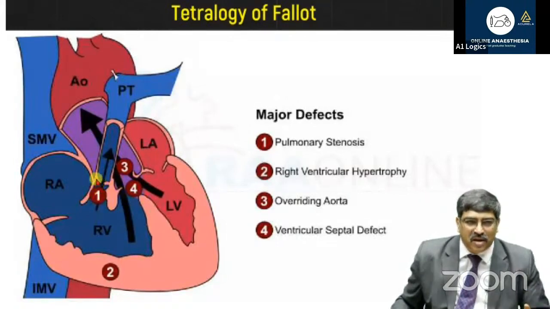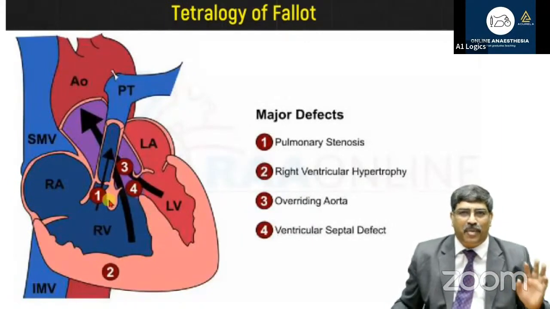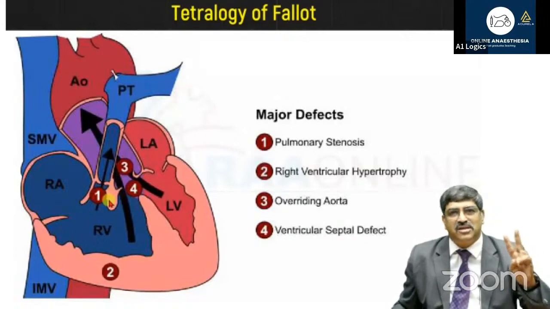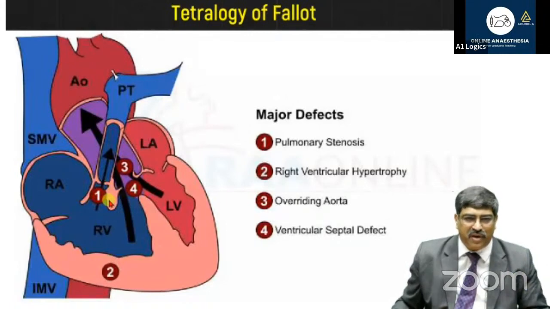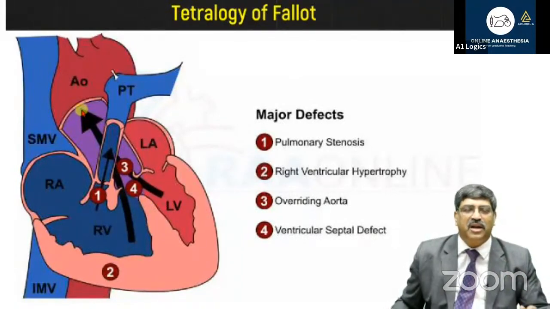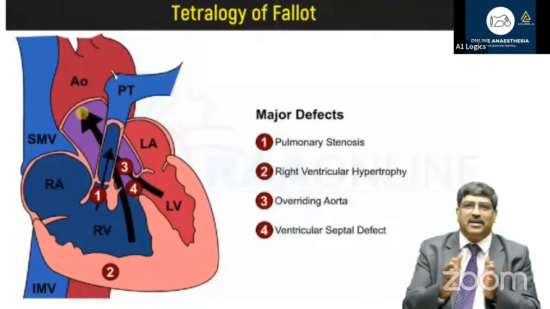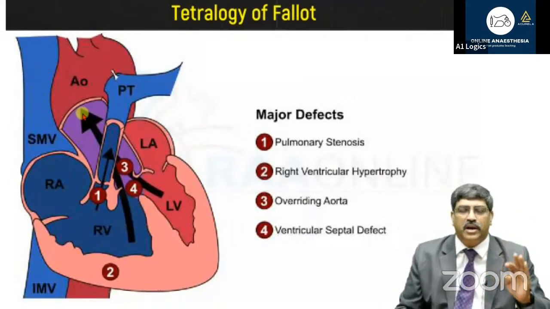The second one is, because of the obstruction here, the right ventricle hypertrophies and tries to push the blood from the right ventricle into the pulmonary circulation. So the second component is going to be right ventricular hypertrophy. And third one is overriding of aorta. What is this overriding? You can see the blood from the left ventricle as well as the blood from the right ventricle go into aorta, and there is a mixing happening. This is the third component, overriding of aorta.